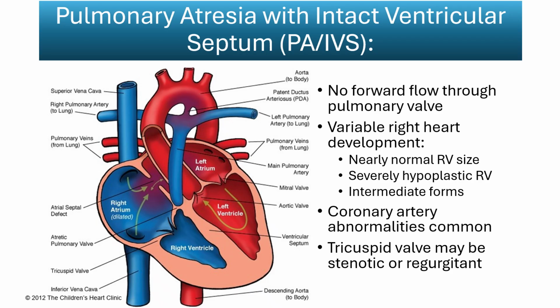Coronary artery abnormalities occur frequently, most notably ventriculo-coronary connections that can create a right ventricle-dependent coronary circulation. In such cases, decompressing the ventricle may critically impair myocardial perfusion. The tricuspid valve is rarely normal. It may be stenotic, adding inflow resistance, or regurgitant, compounding volume load on the atrium. This constellation makes PA/IVS one of the most complex neonatal lesions, requiring careful definition of right heart anatomy and coronary status before determining a management pathway.